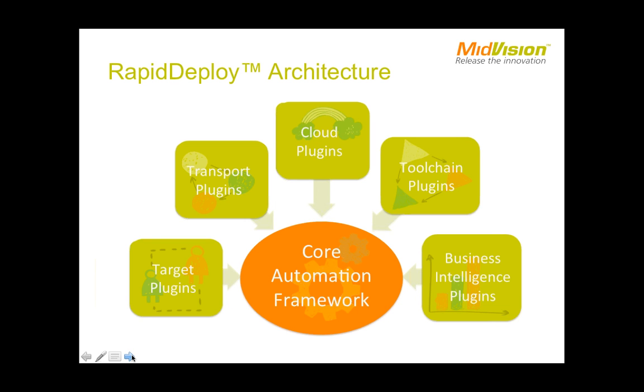And then we have business intelligence plugins, and these entirely live within the core automation framework. They're not deployed out. And these are things like our reporting plugin. So we have a plugin for Jasper Reports that enables you to customize and build your own reports against the RapidDeploy database. RapidDeploy uses an Oracle, DB2, or MySQL database. And you can write your reports against that and have them displayed within the tool.